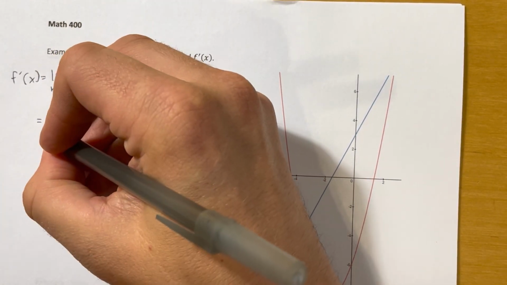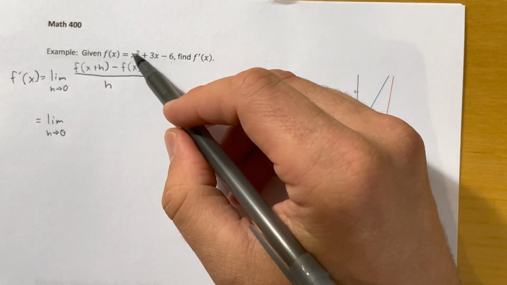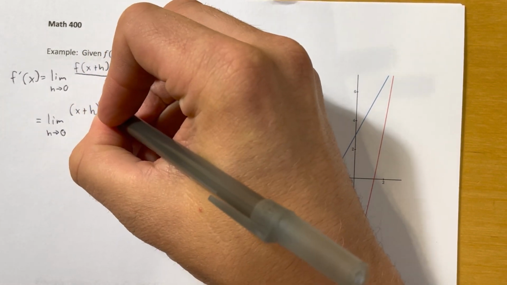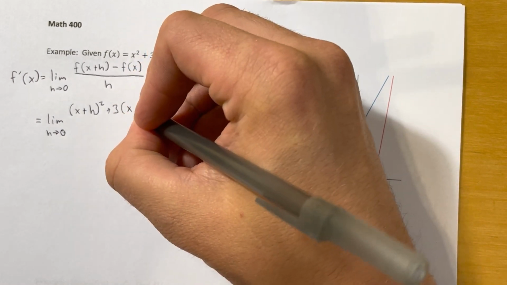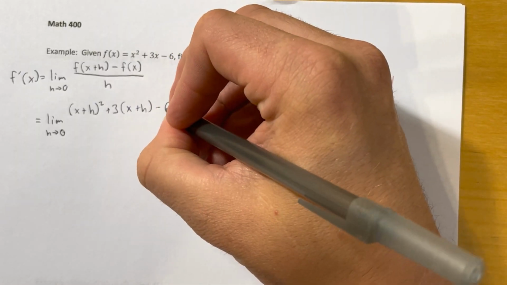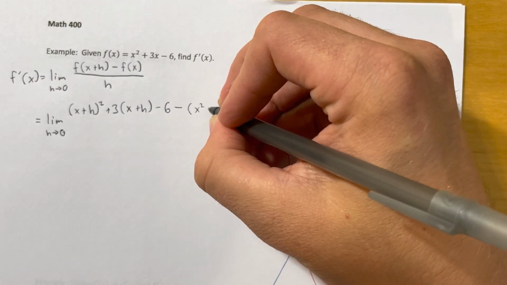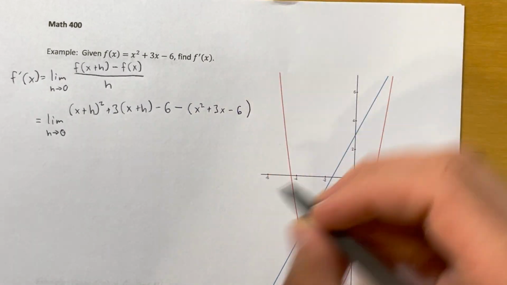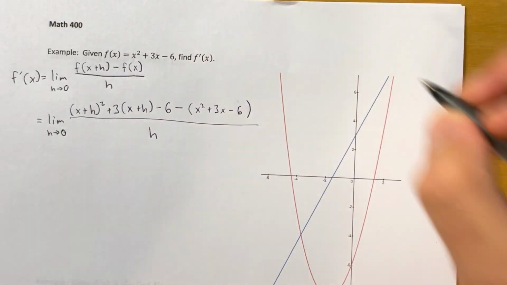This is equal to the limit as h approaches 0, x plus h, I'm going to plug that in here, so that's going to give me x plus h squared plus 3 times x plus h minus 6 minus f of x, which is just x squared plus 3x minus 6, okay? All over h. All right.